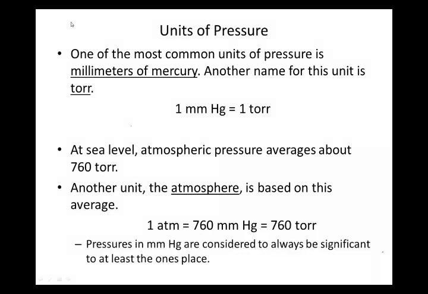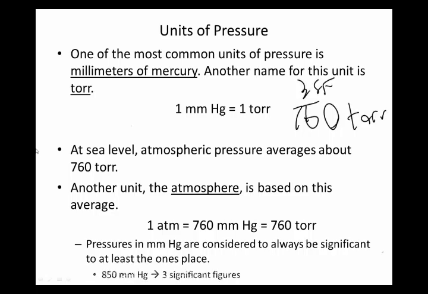Pressures in millimeters of mercury or torr are always considered to be significant, at least to the ones place. So this is 3 significant figures. Actually, this is going to be an exact conversion factor. But if you see 750 torr, that's 3 significant figures.